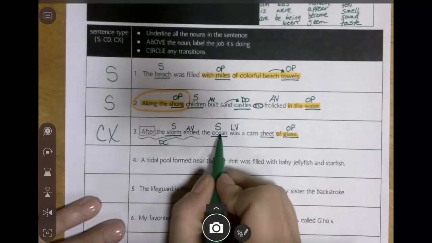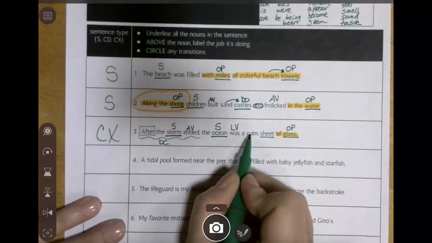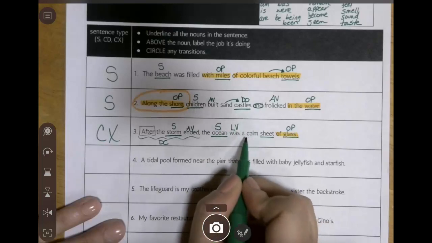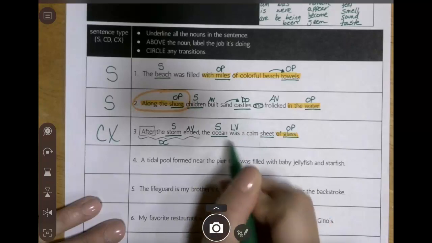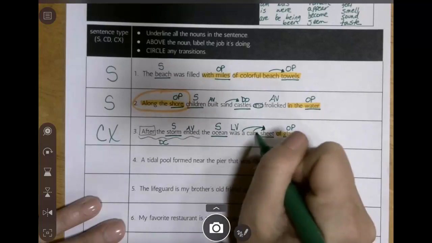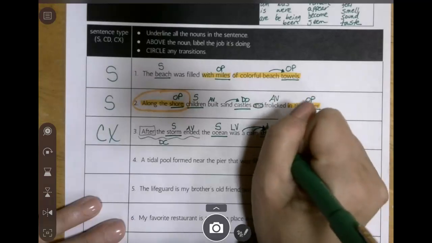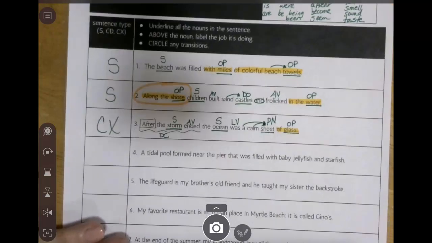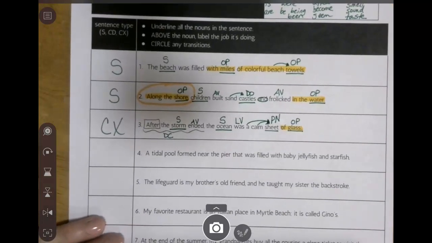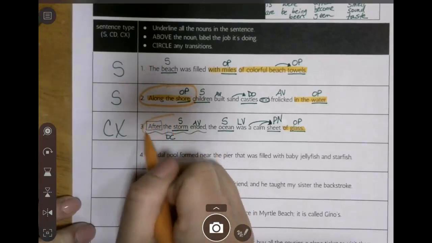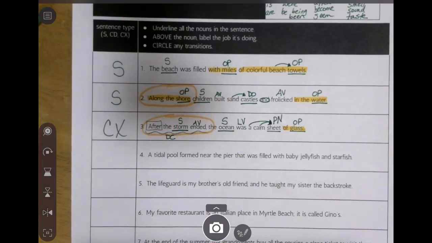Now if it just said the ocean was calm, that would be a predicate adjective because it's going back and describing the subject, but it doesn't say that. It says a calm sheet. A tells me there's a noun here, a sheet and calm sheet. So since both of these adjectives are describing this noun and this is a linking verb, then this has to be a predicate noun. And I do see a transition here as well. Our dependent clause is acting like a transition.